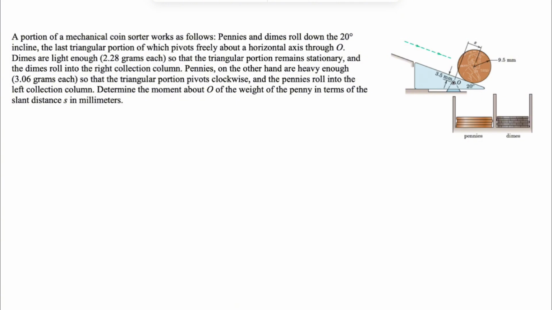The last triangular portion of this sorter pivots about the horizontal axis through O. Because the dimes are lighter, the triangular portion remains stationary, so they can roll into the right collection column. And pennies, because they are a little bit heavier, pivot the triangular portion clockwise, so they can roll into the left collection column.